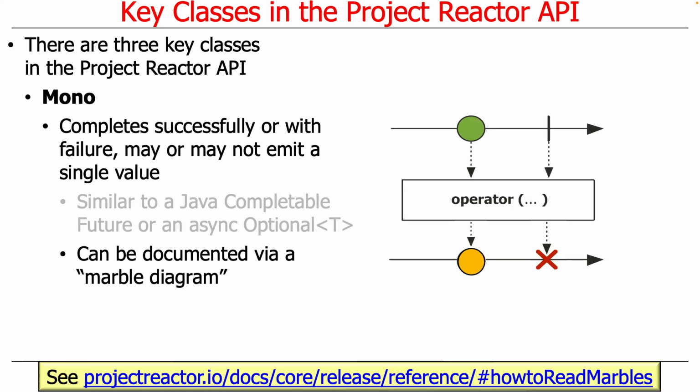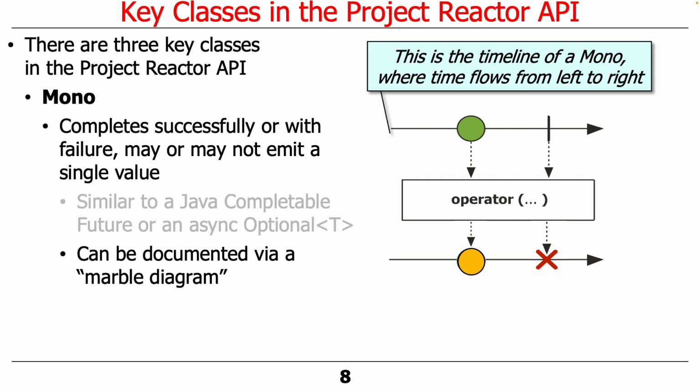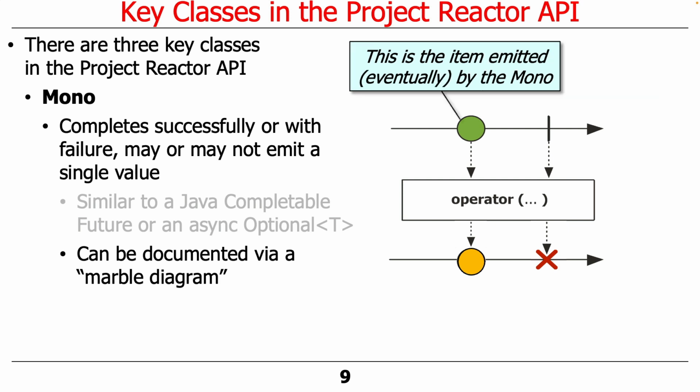These classes, all these different reactive classes, can be documented by something called a marble diagram, which you get used to if you look at the documentation. And as you look at the documentation, you'll see marble diagrams all over the place. So let's talk about what a marble diagram is. For a Mono, there's a timeline where time flows from left to right. So you can see we're starting here, and it's going to the right. And this is the item that will be emitted at some point by the Mono.